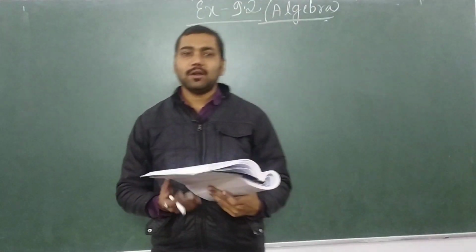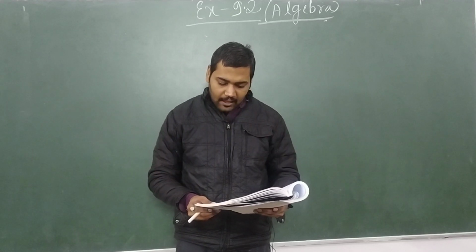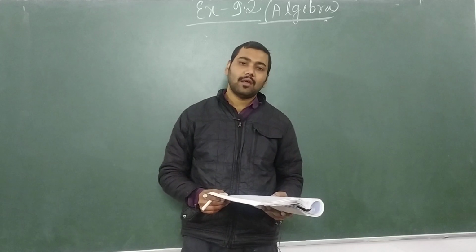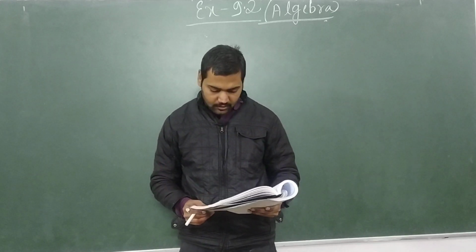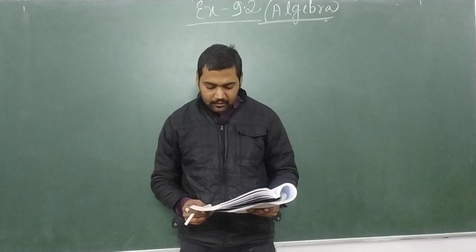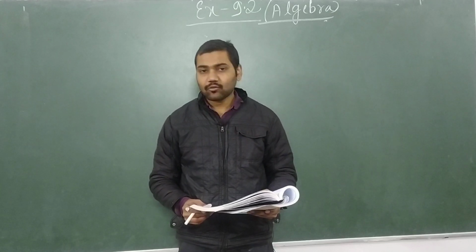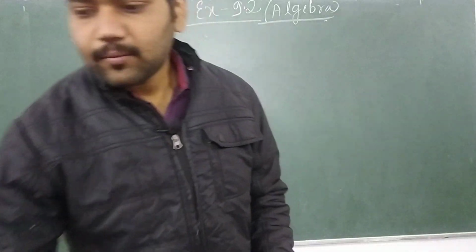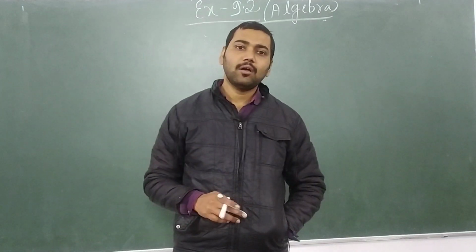Now we will do question number 3. The length of an edge of a cube is L. There is also a figure given in this question. You can see the figure also. The length of an edge of a cube is L. Find the formula for the sum of the length of all the edges of the cube. So we have to find the formula for the sum of the length of all edges of a cube.